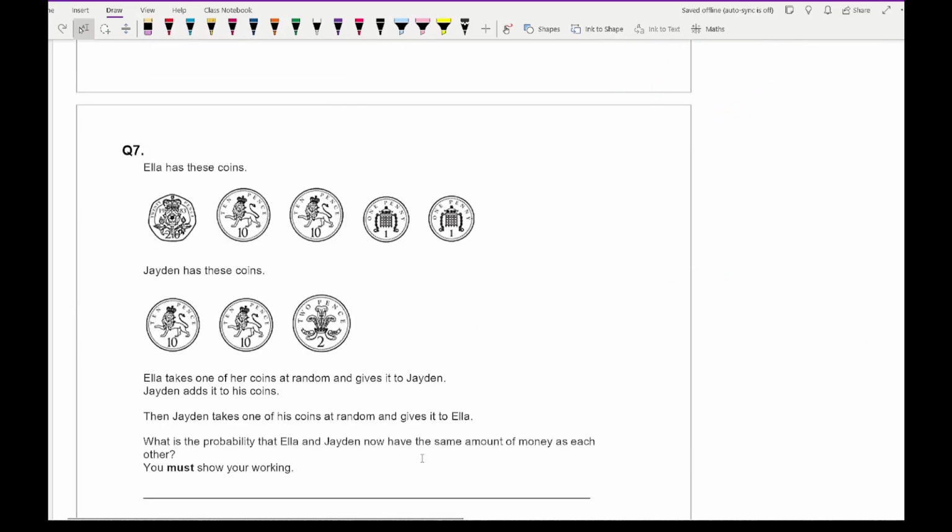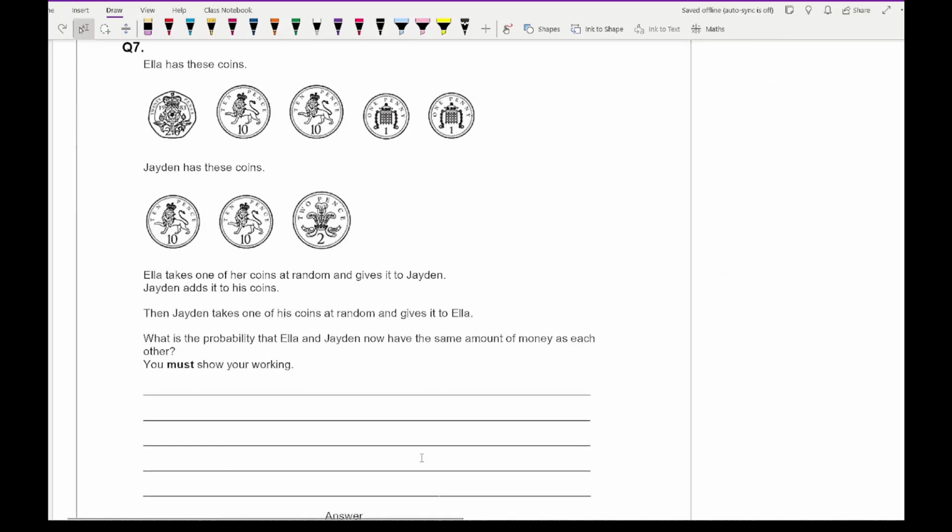Then moving on to our last question, it says that Ella has these coins, that Jaden has these coins, and it says Ella takes one of her coins at random and gives it to Jaden. Jaden adds it to his coins, then Jaden takes one of his coins at random and gives it to Ella. What is the probability that Ella and Jaden now have the same amount of money as each other? Now for this, it's all about what you're writing on your sheet.